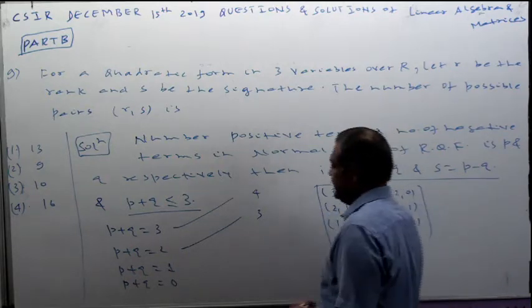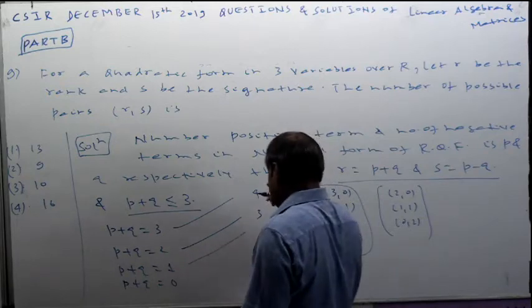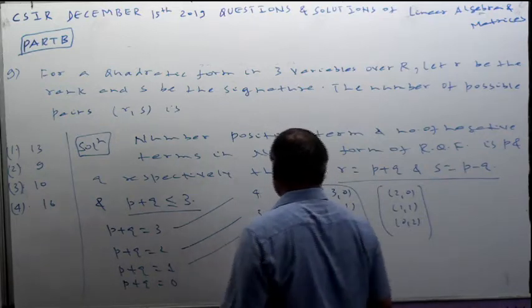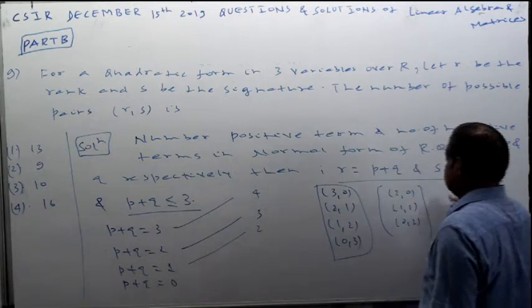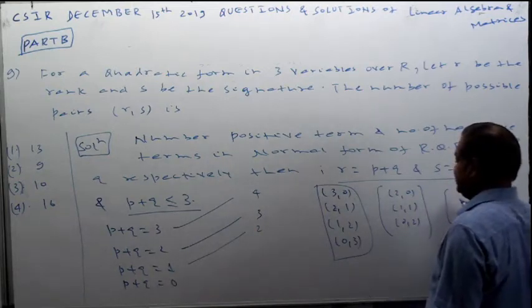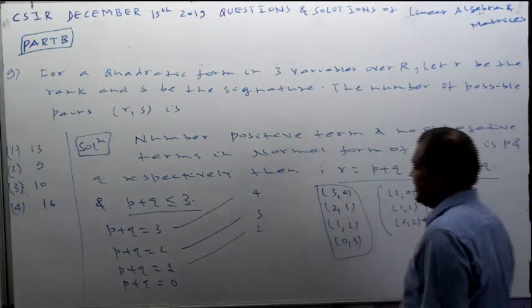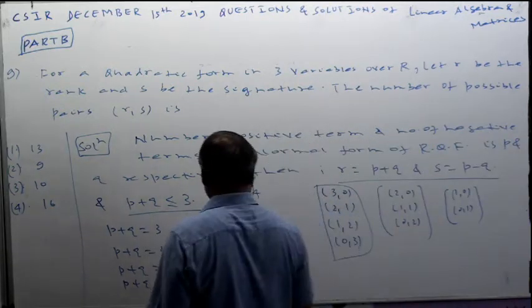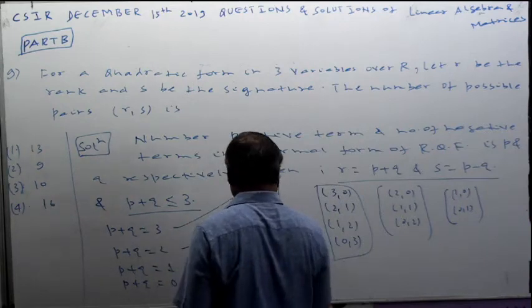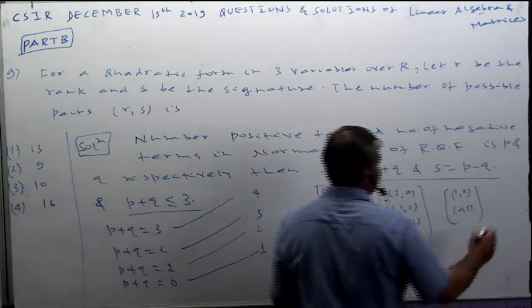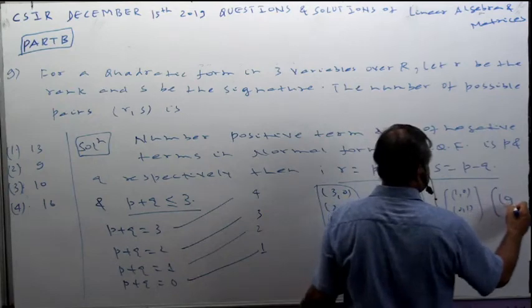Any doubt? P plus Q equals to 1. That will give you how many cases? 2. And what will be the cases? Cases will be 1, 0, 0, 1. Now lastly, P plus Q equals to 0. How many cases? 1 case. What will be that one case? That one case is 0, 0.